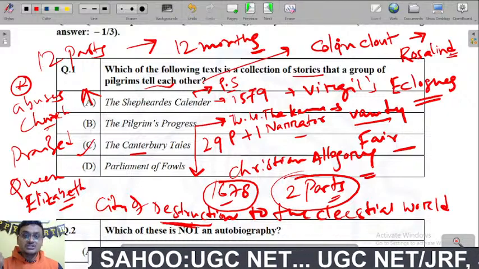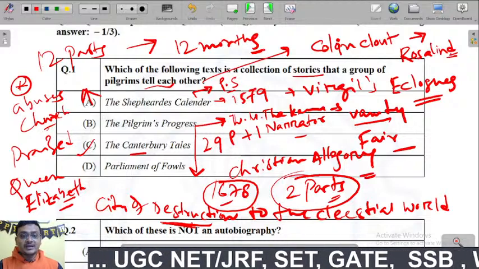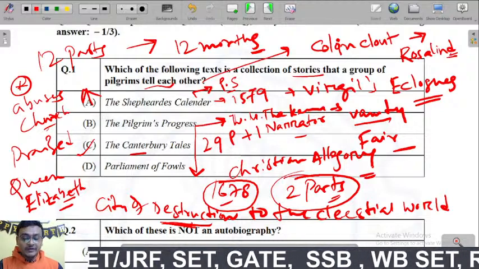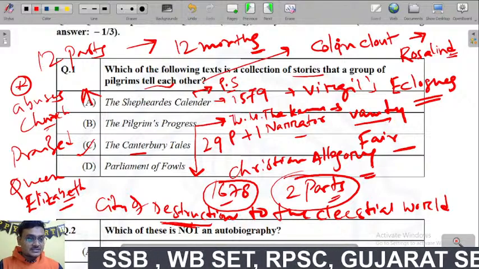And Vanity Fair's subtitle is A Novel Without a Hero. Who is the protagonist of Vanity Fair? In Vanity Fair, we find the protagonists are Becky and Amelia, isn't it?